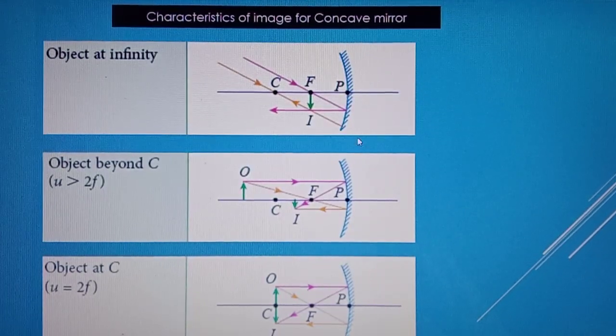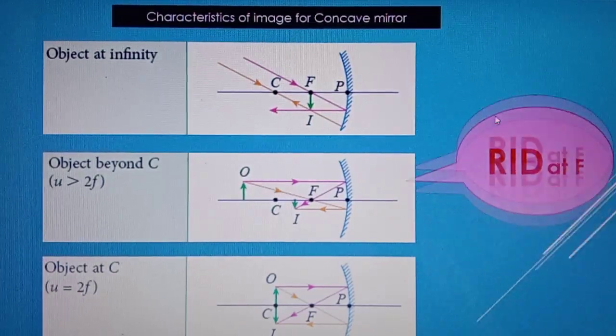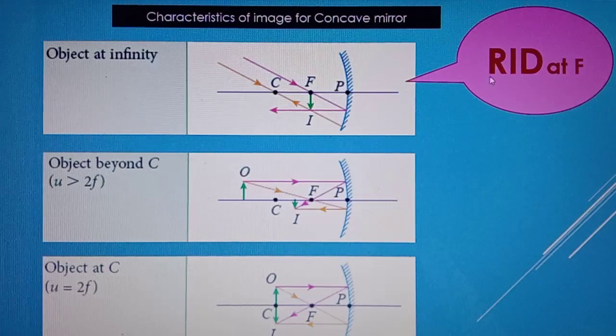Object at infinity means light rays maybe coming from the sun or the clouds, which is very far. We can draw something like this: pass through the center, bounce back along the same path. Then you draw another light ray parallel to the axis, pass through F, reflect parallel. You can see these two reflected rays will meet at this point. So this is the position of the image, and the image forms at F. The characteristics of the image formed are real, inverted, diminished, at F.